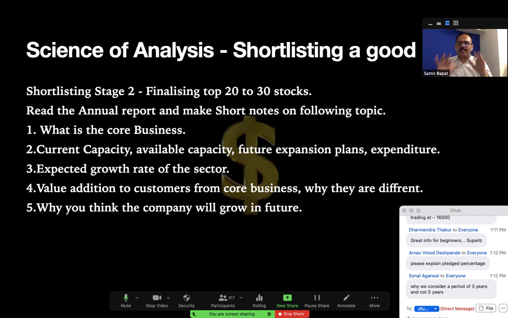Otherwise you will keep on asking in all WhatsApp groups, which company should I buy, which company should I buy. But you are here for financial freedom, not financial dependence. You cannot ask people what to buy. You can do the analysis and then buy.